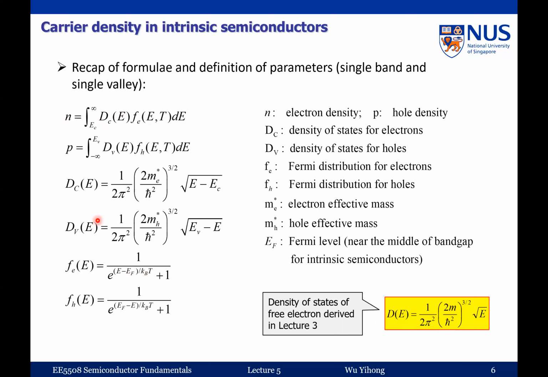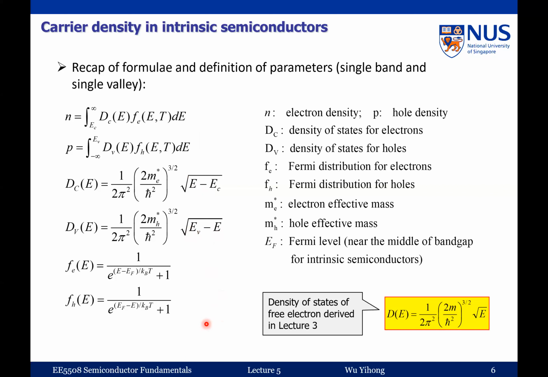And similarly for holes, the density of states for a single valence band, for holes, is basically given by this one, right? Just note that here E is increasing in the positive direction, and this E is increasing in the negative direction, so that's the reason why we have this EV minus E, okay? So EV is larger than E.